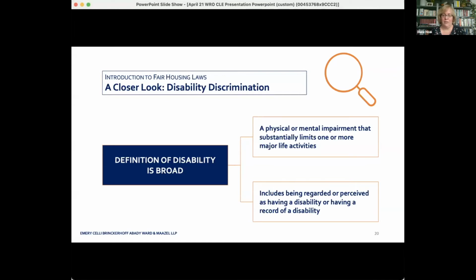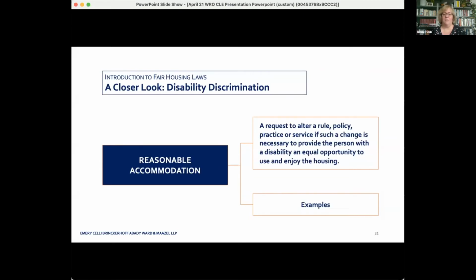Or having a record of a disability, referring to both medical records as well as a past diagnosis of some kind of illness, perhaps cancer, perhaps in our current days, a history of having had COVID-19, even though when applying for the housing or making a request, they no longer have the disability. If they have that record of it and they're discriminated against because of that record, then that also constitutes disability discrimination.